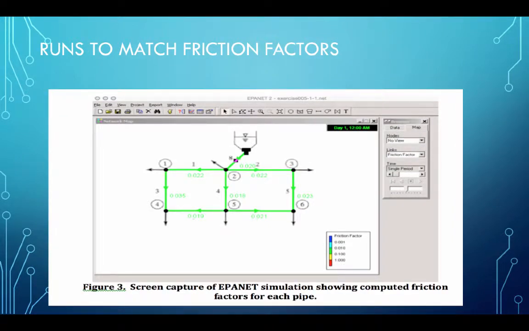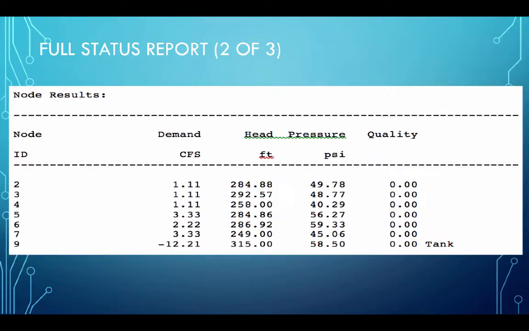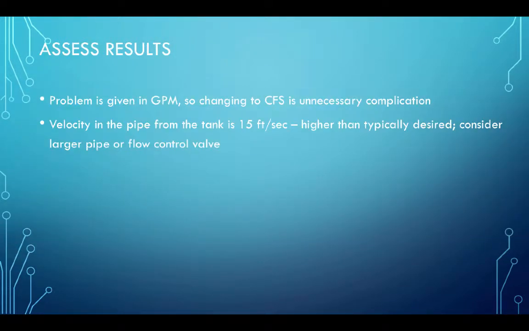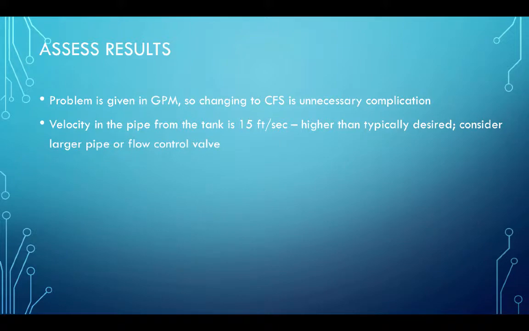We can adjust inputs until we can get friction factors pretty close to what was shown in the table. We could actually generate an output report. We'll do that when we do it live in a second, and interpret the report. And that would complete that example.